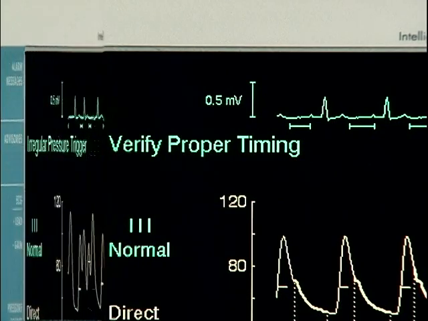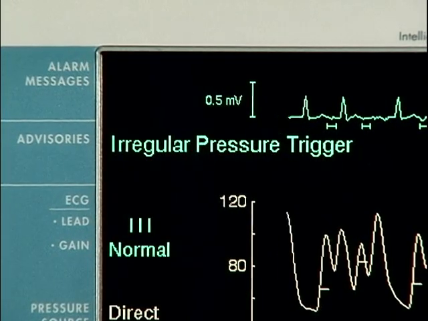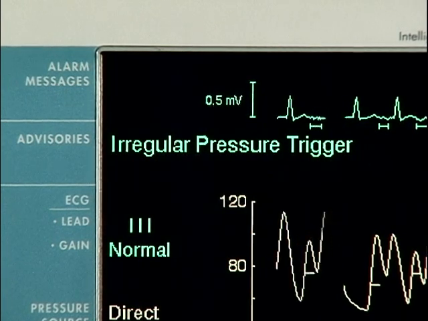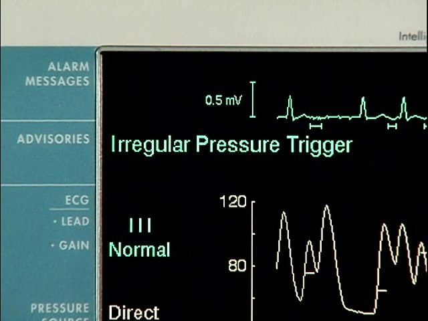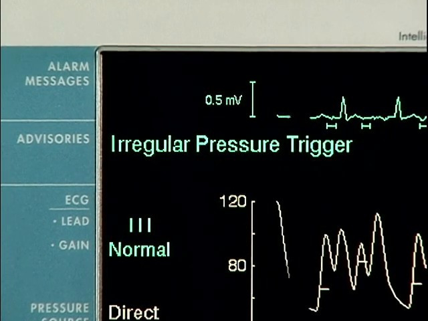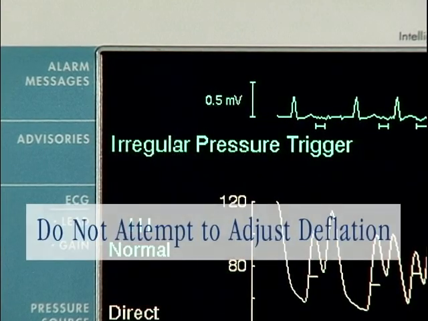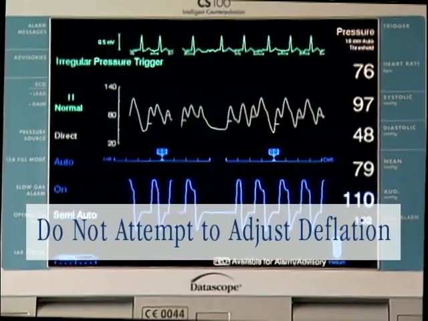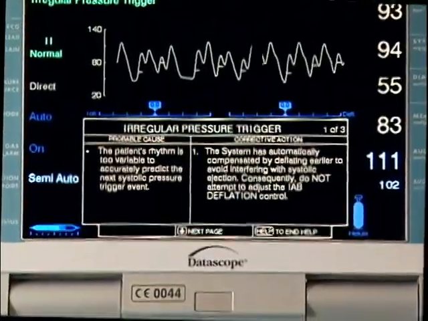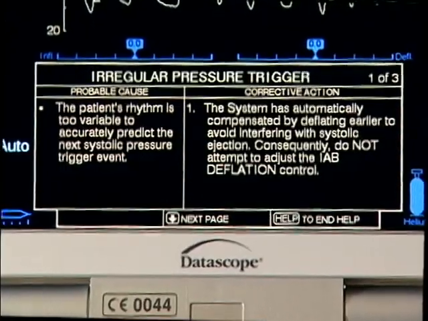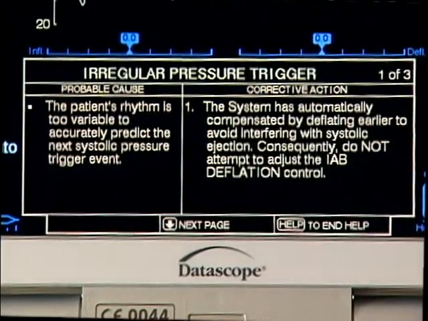The probable cause of an irregular pressure trigger alert is the patient's rhythm being too variable for the CS100's algorithm to predict the systolic pressure trigger event when the pressure trigger has been selected. The most important thing for an operator to remember regarding an irregular pressure trigger alert is not to attempt to adjust the IABP deflation control. The system has automatically compensated by deflating earlier to avoid interfering with systolic ejection.